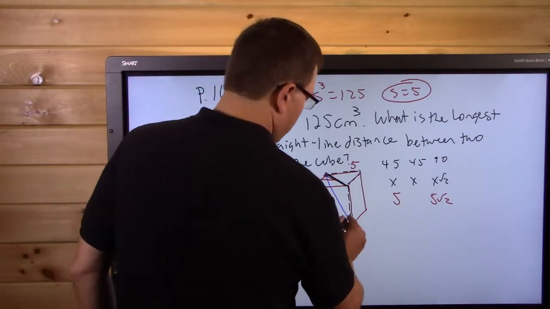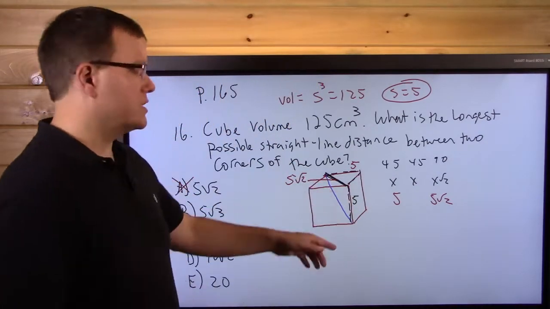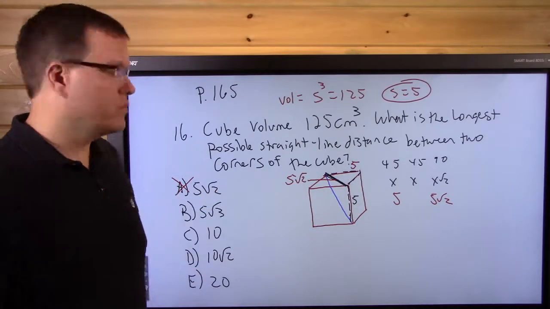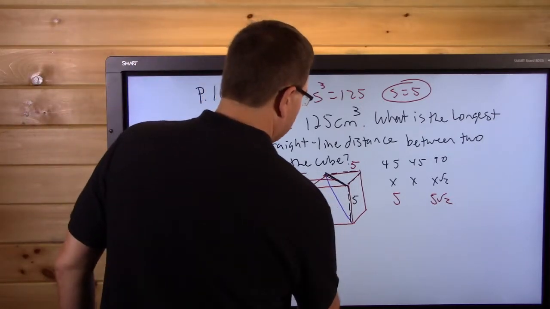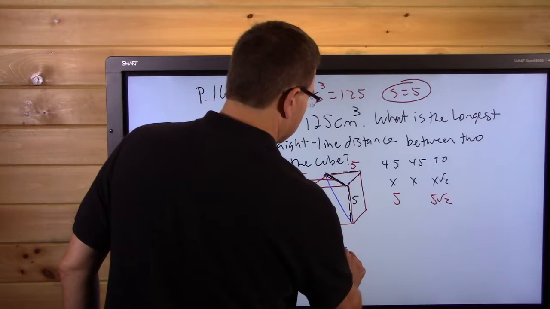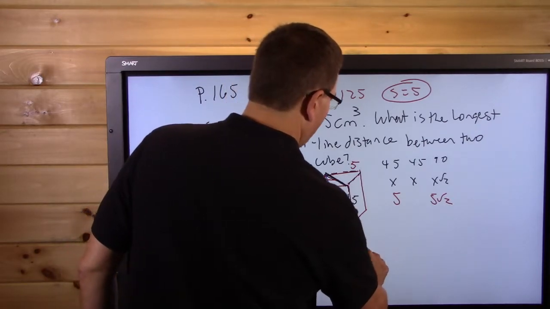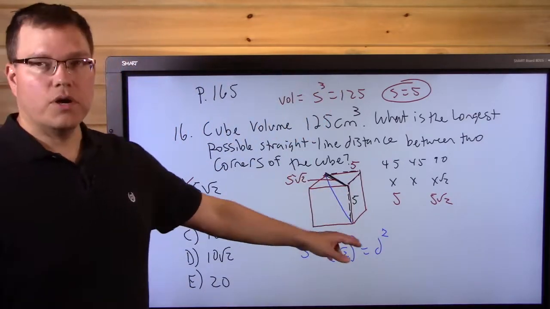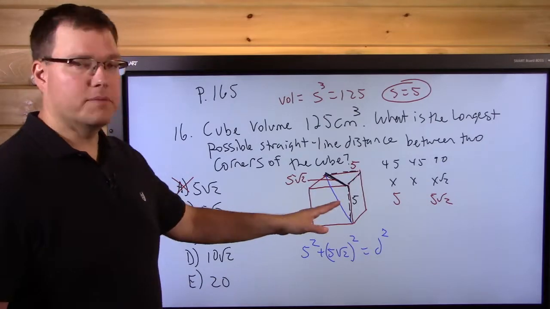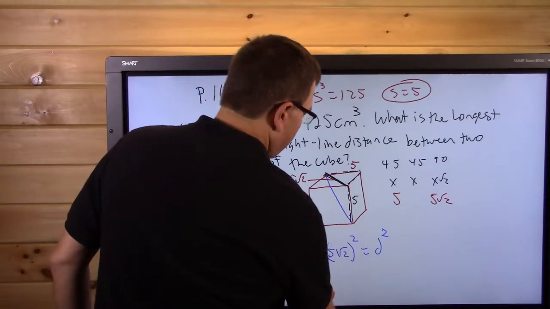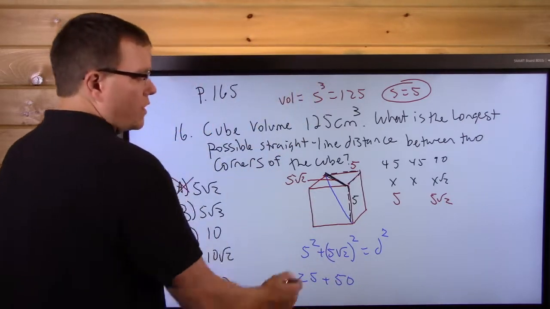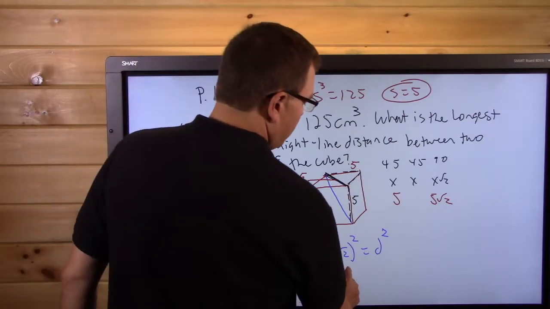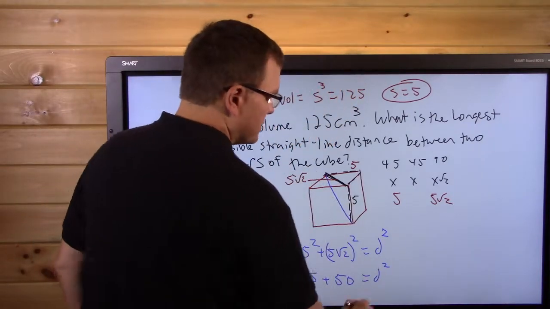So this is also going to be 5 because it's just the height of the cube. So we have a side of 5 root 2, and we're looking for the hypotenuse. So we're going to do 5 squared plus 5 root 2 squared equals, let's just call that d squared for the distance. That's the Pythagorean theorem. So we've got 25 plus 50. You square the 5, you also square the square root of 2. So it's 25 times 2, that's 50. 25 plus 50 equals that distance squared.